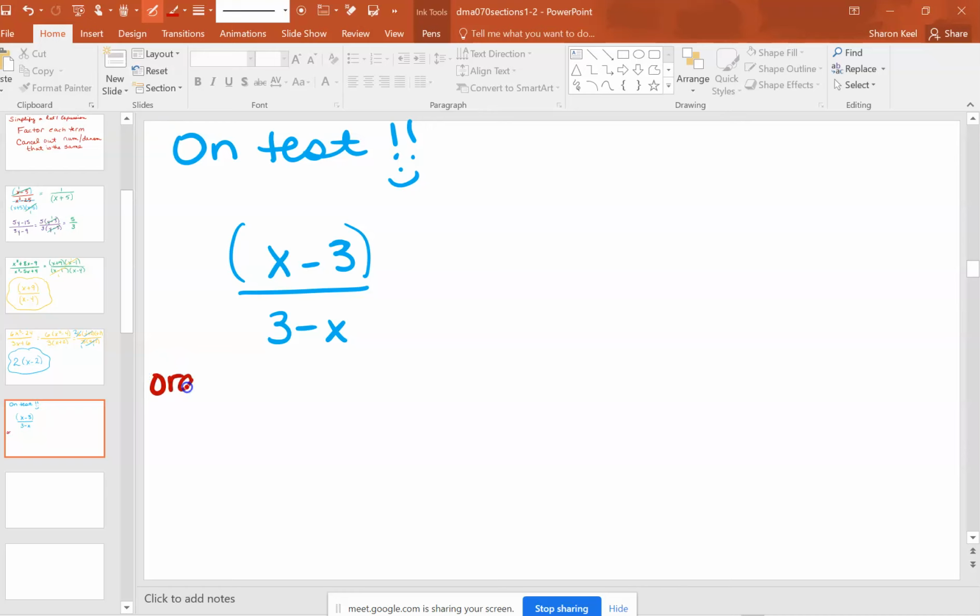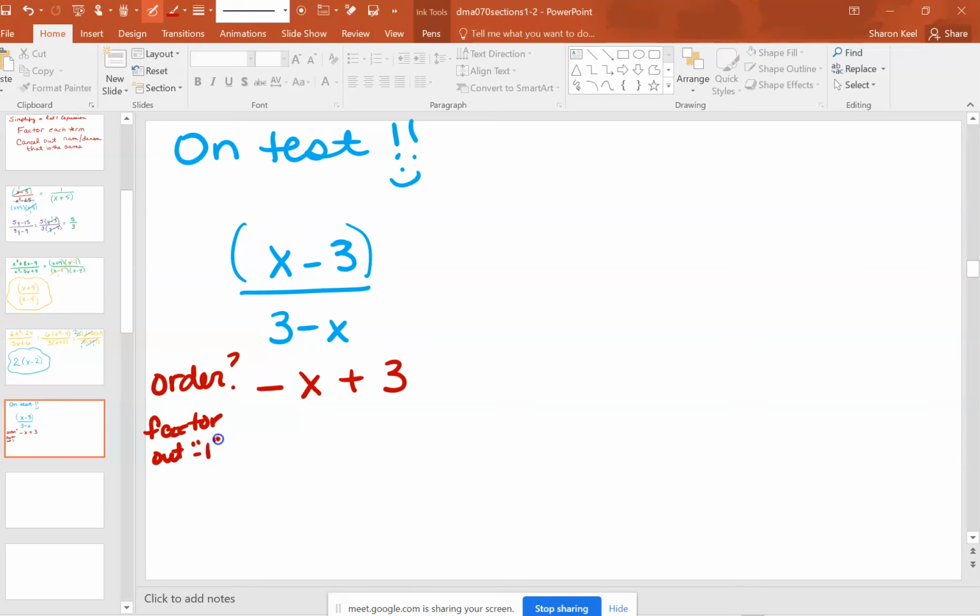So I'm going to write it in order. This would be negative x plus 3. That would be the correct order. We don't ever start with a negative, so we are going to factor out a negative 1. If I factor out a negative 1, I'm going to have an x, but look at what I'm going to do. Negative times positive is negative. Negative times what gives me a positive? Negative. Okay, so now my numerator, x minus 3, is just there.